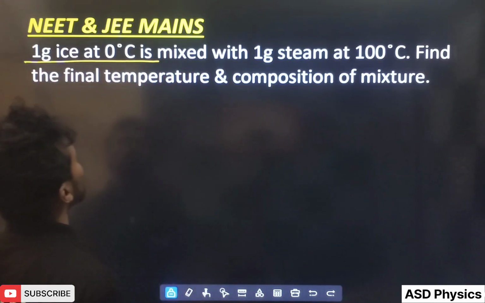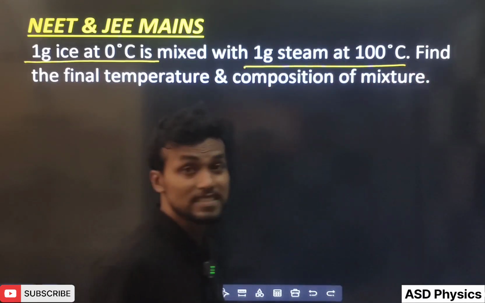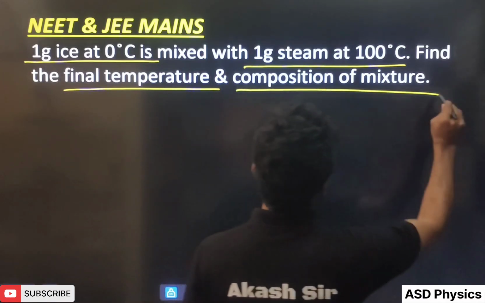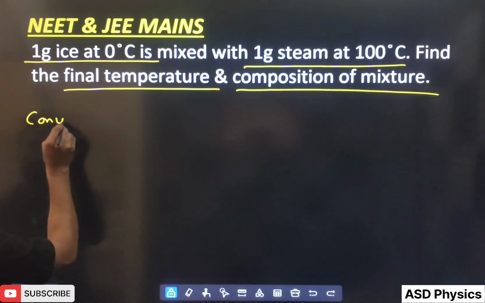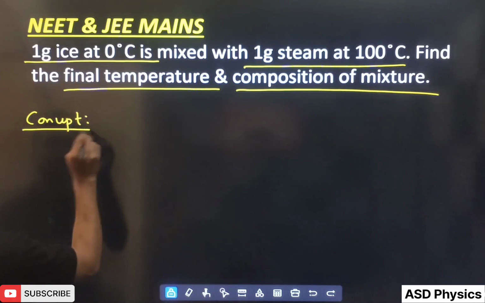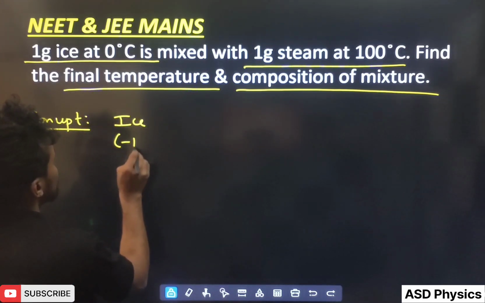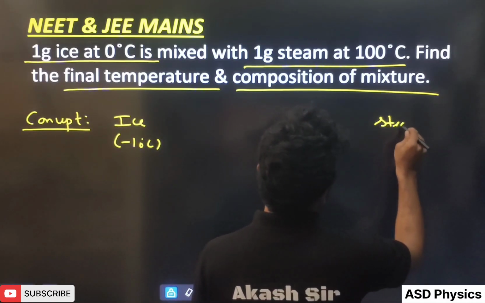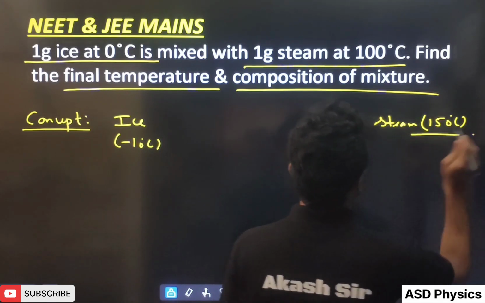The question is: 1 gram ice at 0 degrees Celsius is mixed with 1 gram steam at 100 degrees Celsius. Find the final temperature and composition of the mixture. So students, to deal with these questions, the concept is, let's take for example, I have ice at minus 10 degrees Celsius, and I want to make it steam at, for example, 150 degrees Celsius.